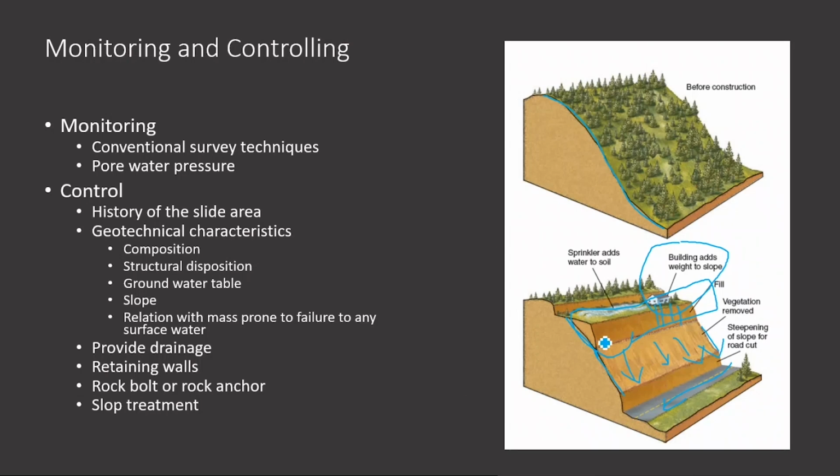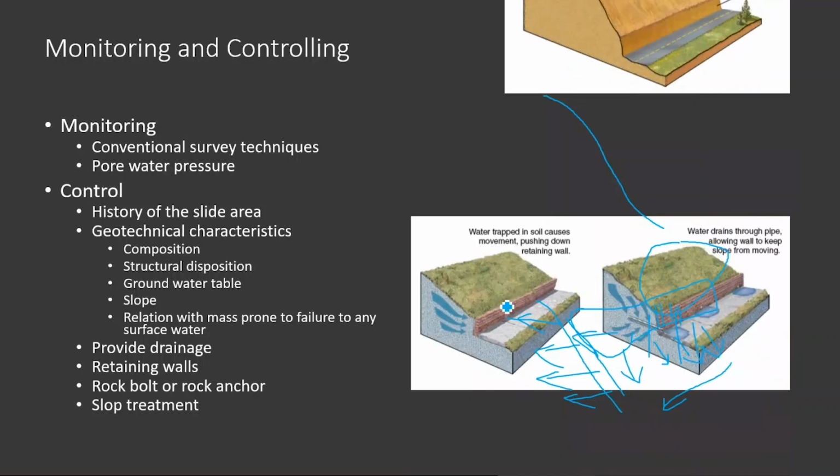And if we are not able to avoid this kind of thing, then what we can do is reduce the slope and provide some retention walls. Okay, construct some retention walls which will stabilize the slope, or use some slope stabilization methods like bolting. Okay, so we'll come to that.